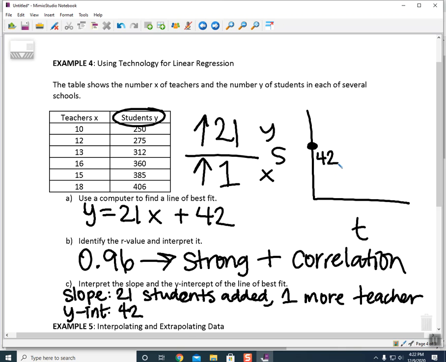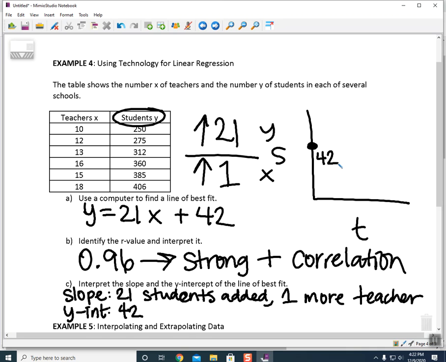What does that mean for my x value? So when I have 42 students, what is that? How many teachers do I have in this case? I've had several people tell me today that they would have 2, because we said for every 21 students you need 1 teacher, so you would need 2. But that's not what this is telling us.